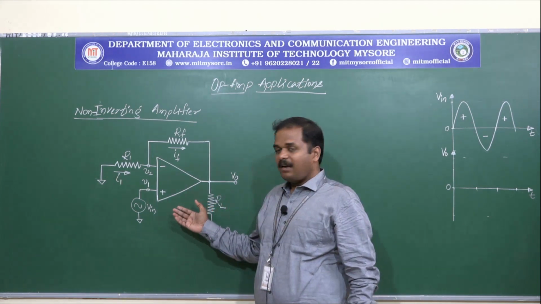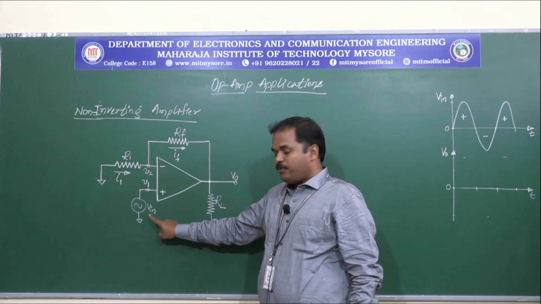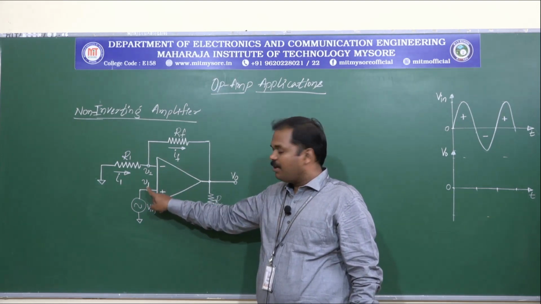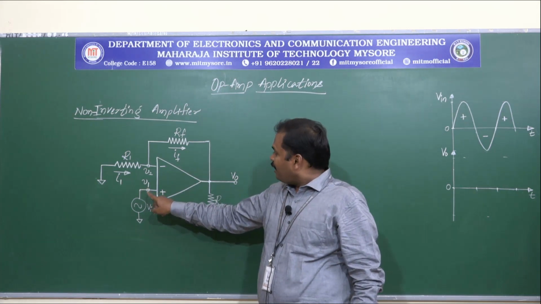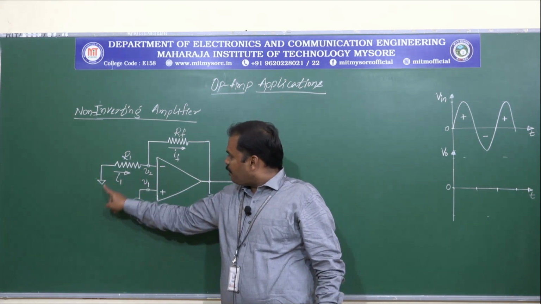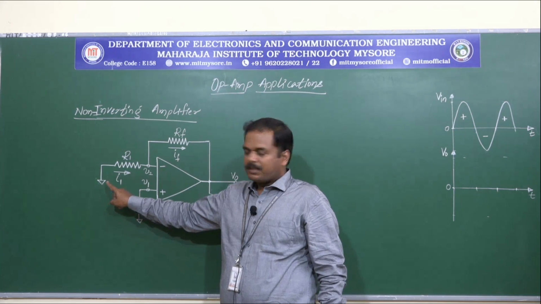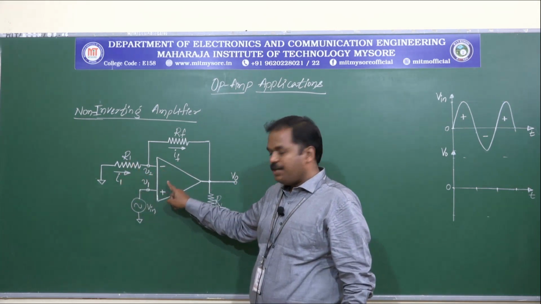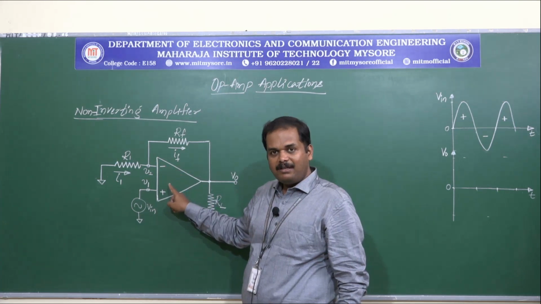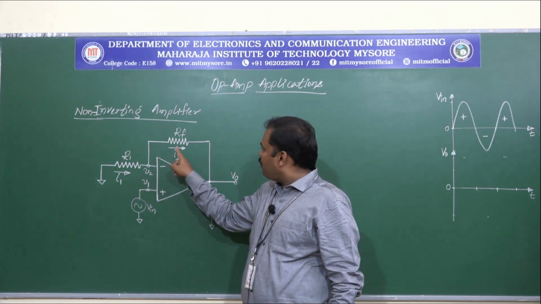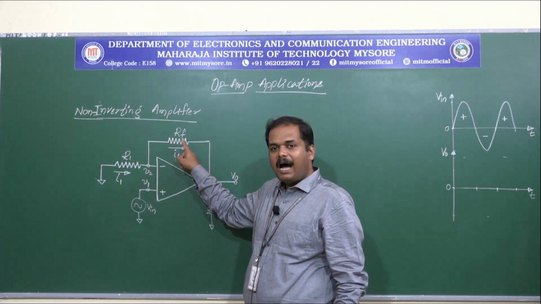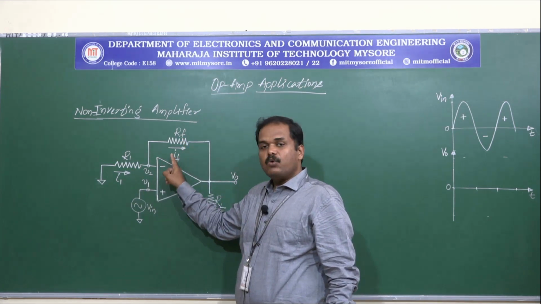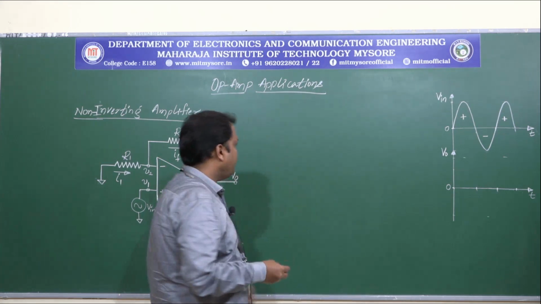As we can see here in the circuit diagram, the input signal Vin is applied to the non-inverting input terminal V1 and the inverting terminal V2 has been grounded. The current I1 is flowing through R1 and this cannot get into op-amp because of the high input impedance. So this current I1 will be flowing through the feedback element RF as IF. So I1 is equal to IF.